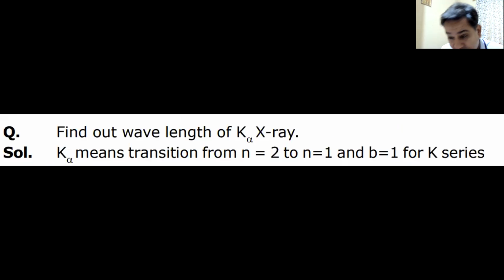Then, sir, this small star question: find out the wavelength of K alpha for X-rays. The values are given. It is alpha series, so the higher orbit is n equal to 2 and the lower orbit is n equal to 1. We understand this? And the value of b is 1. Do we understand this? Yes, sir. Can you now tell me the answer?